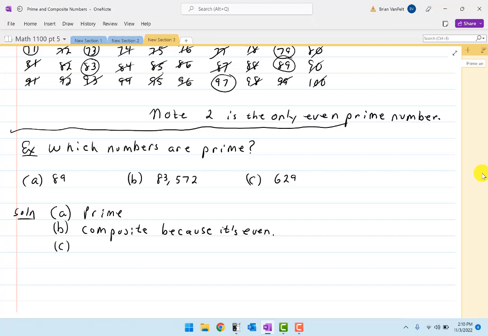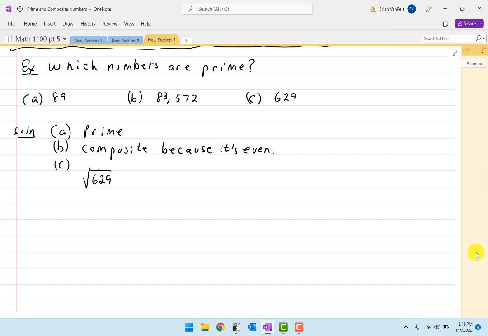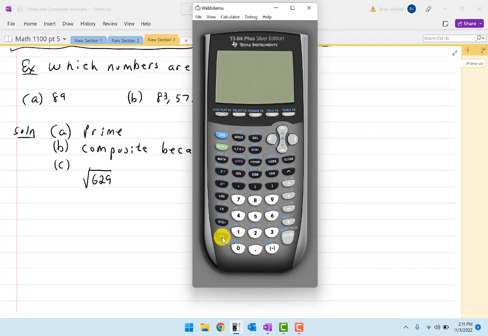Part C, I don't know off the top of my head if 629 is prime or not. So the first thing I'm going to do is take the square root of 629 and then start testing numbers up to whatever that is. So let me have my calculator back, turn it on, and I will do the square root of 629. That's about 25.